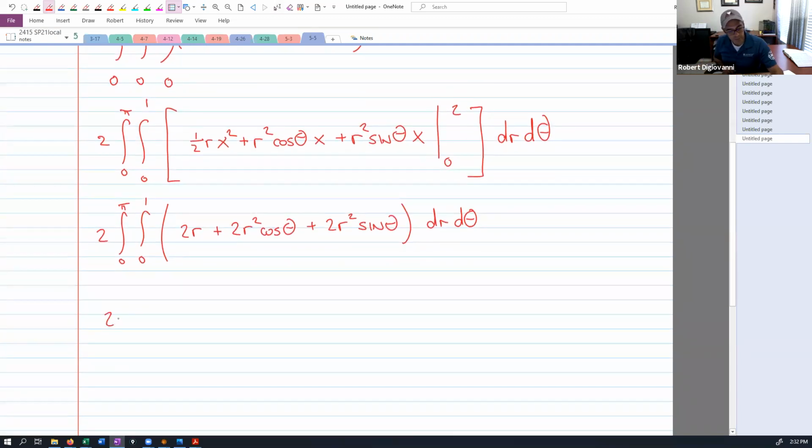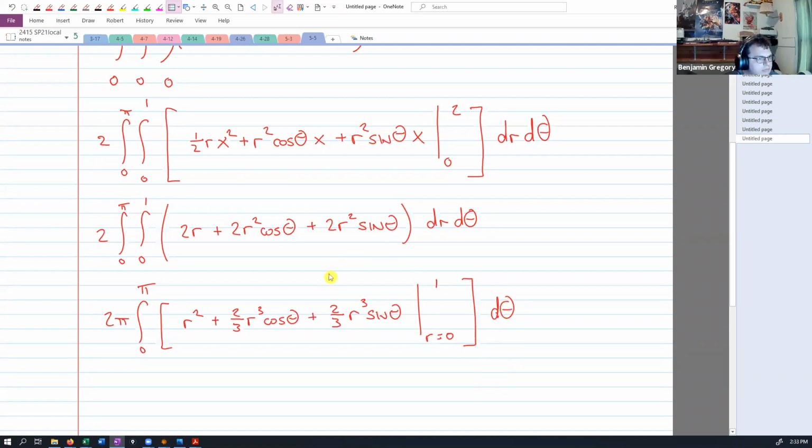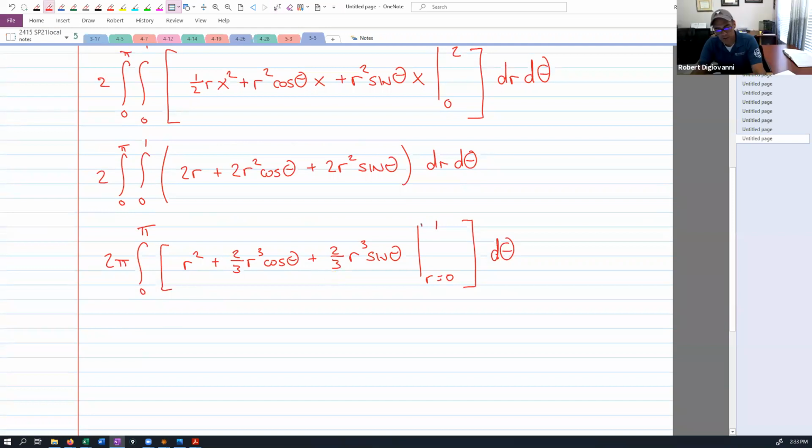Now antiderivative with respect to r is going to be r squared plus 2/3 r cubed cosine theta plus 2/3 r cubed sine theta, evaluated from r equals 0 to 1. Make it a little easier and take that 2 out of the first one, couldn't you? Oh, from here in the very beginning? Yeah, I mean, it could have come out.